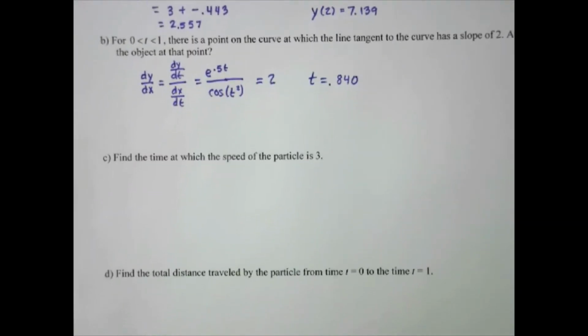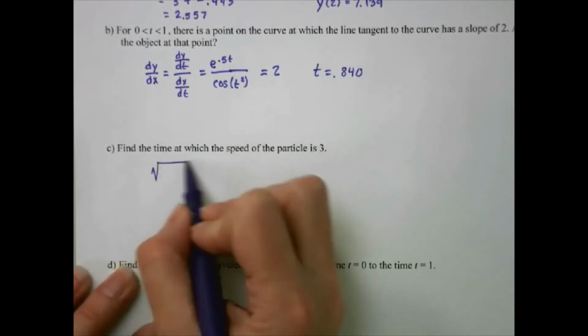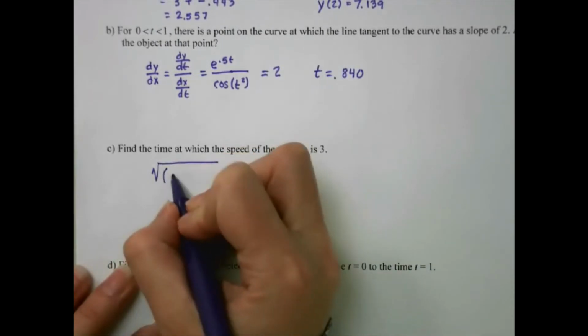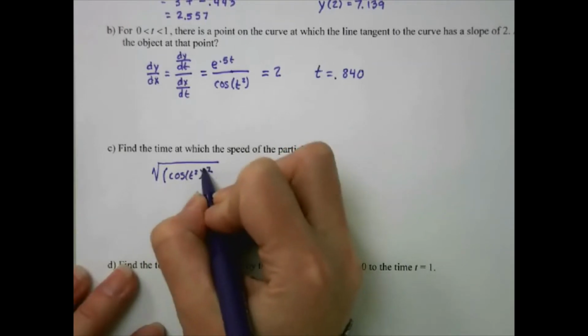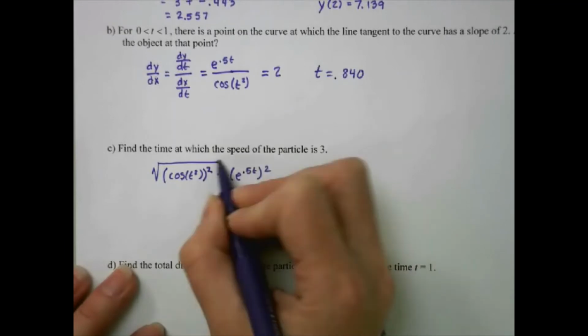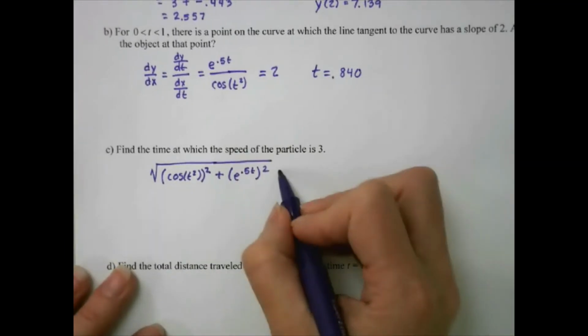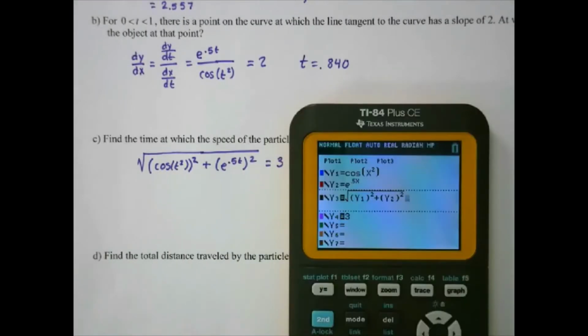Okay, at what time is the speed of the particle equal to 3? So speed is the square root of dx/dt squared plus dy/dt squared, so the square root of cosine t squared, squared, plus e to the 0.5t, squared. And we want to know where that is equal to 3. Again, we're going to use the calculator. So I replaced the slope formula with the speed formula, the square root of y1 squared plus y2 squared. And we want to know where it equals 3.